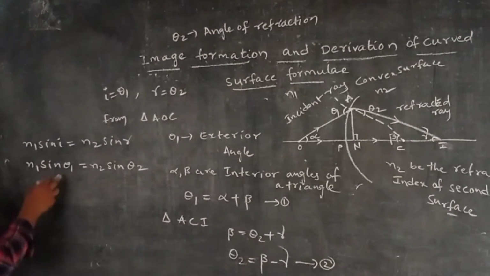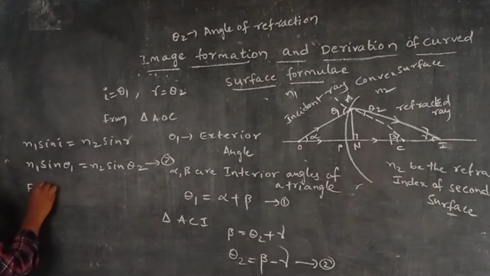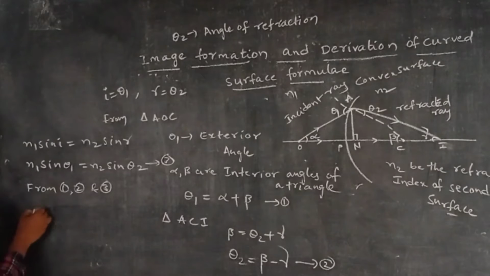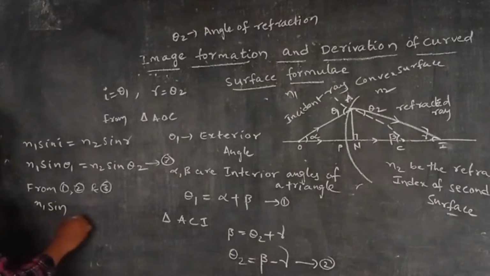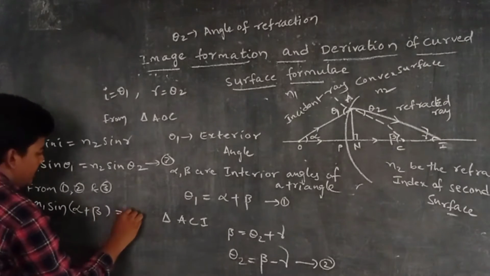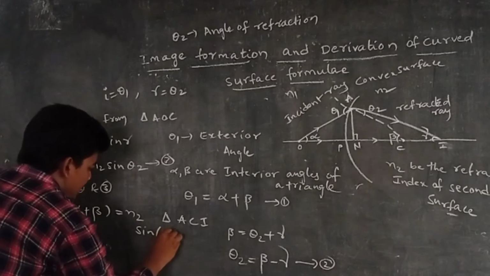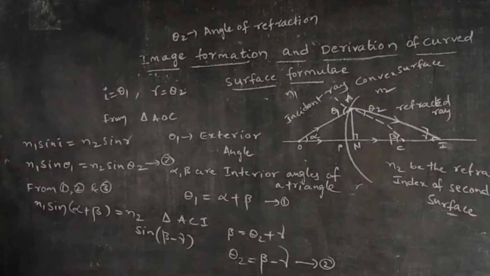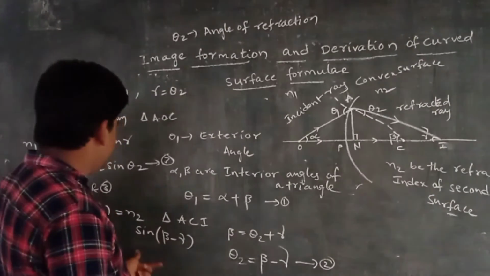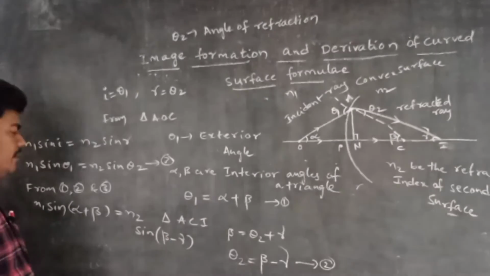Substituting these values in the above equation, for example, this is taken as 3. From equations 1, 2 and 3, N1 sin theta 1. What is the value of theta 1? Alpha plus beta is equal to N2 sin. What is the theta 2 value? Beta minus gamma. Okay. Did you understand? So N1 into sin of alpha plus beta equals N2 into sin of beta minus gamma.